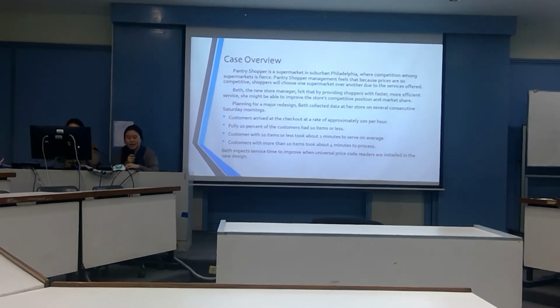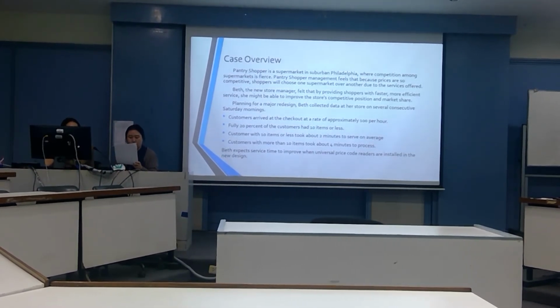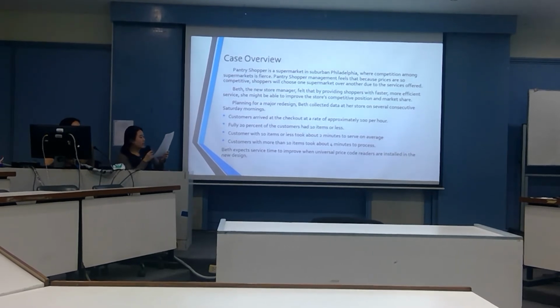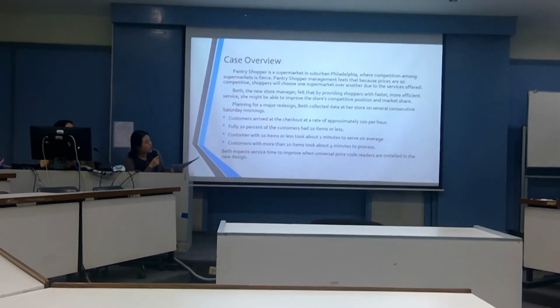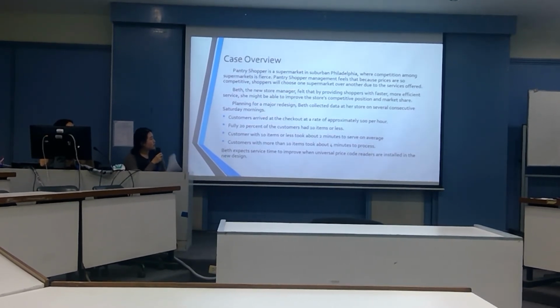So they collected data on several consecutive Saturday mornings for a major redesign. Here is what she got. Customers arrive at the checkout at a rate of approximately 100 per hour. Fully 20% of the customers had 10 items or less. Customers with 10 items or less took about 2 minutes to serve on average. Customers with more than 10 items took about 4 minutes to process. So she expects service time to improve when universal price scanners are installed in the new design.